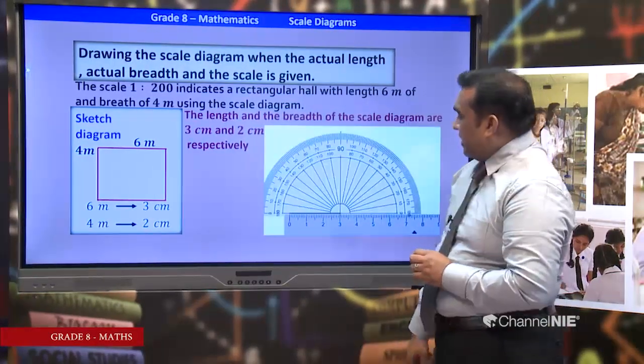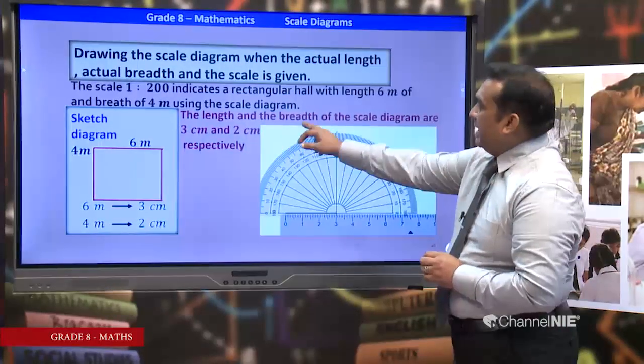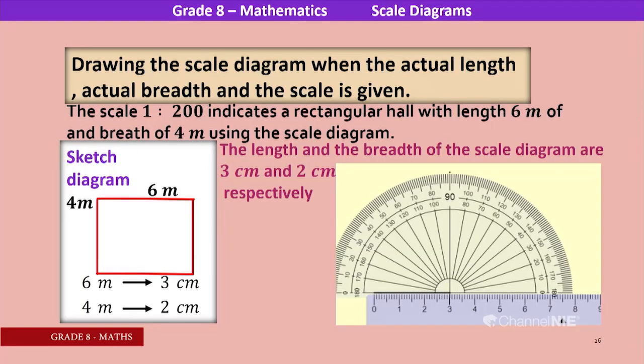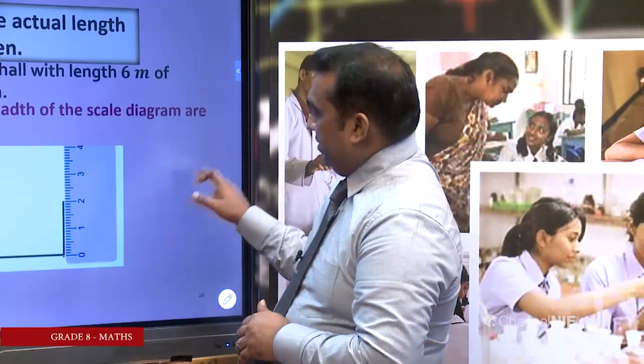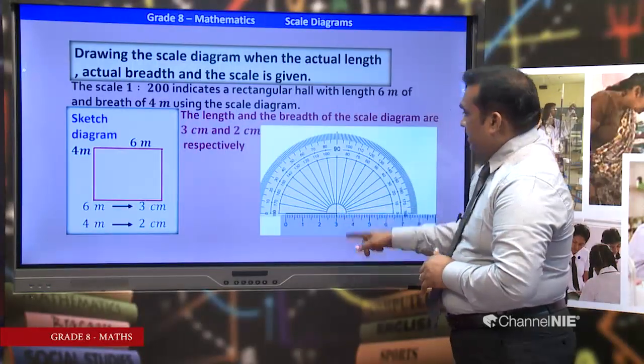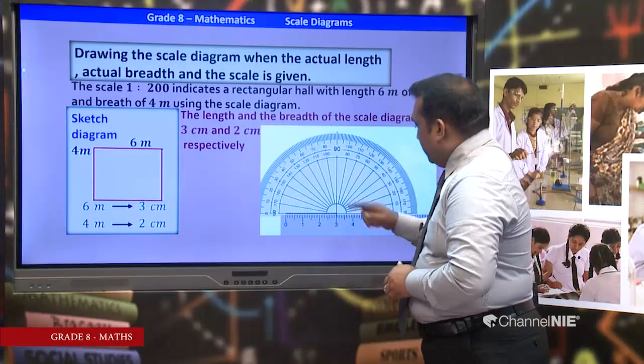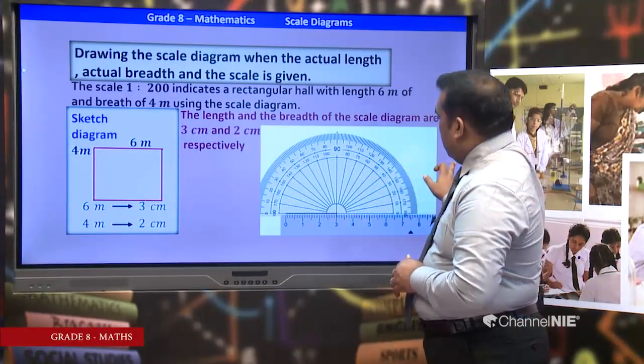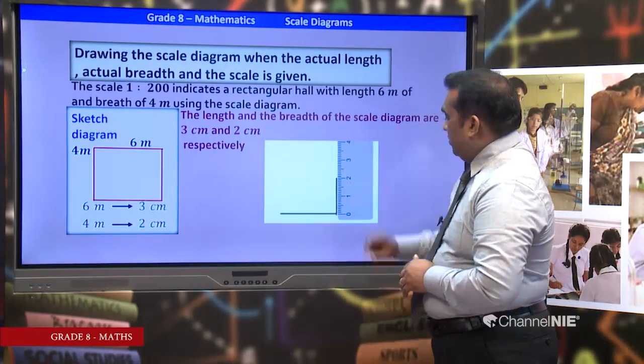Now, you can use the straight edge. The length and the breadth of the scale diagram are 3 centimeter and 2 centimeter respectively. 3 centimeters, 2 centimeters. The right angle, because this is a rectangle. Using the protractor and straight edge, you can draw the scale diagram. Can you see it? Right? Here 3 centimeter, then length is 3, breadth is 2.